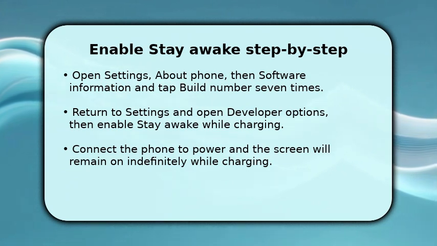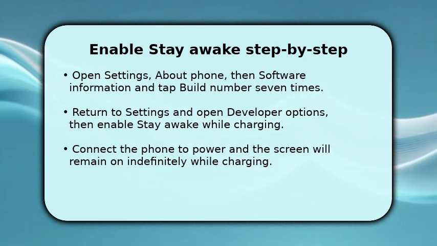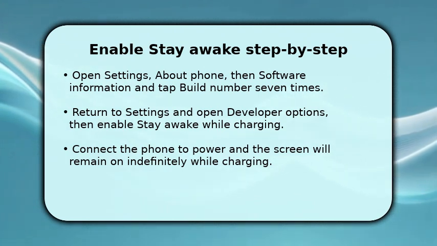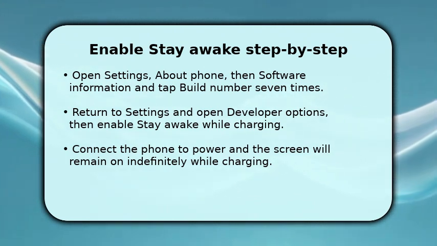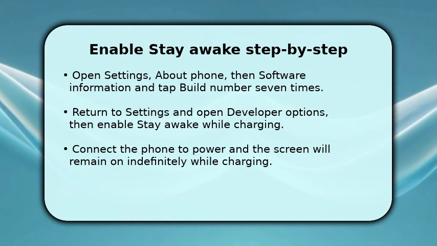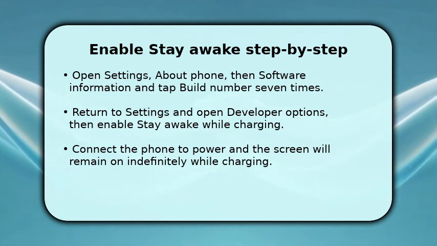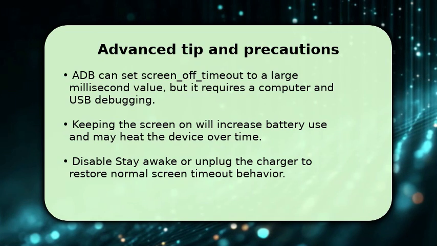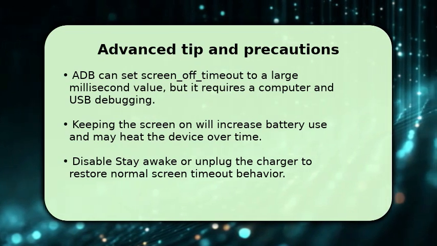Scroll to find the Stay Awake toggle and enable it so the display stays on while charging. Finally, plug the phone into a charger, and the screen will remain on continuously until you unplug or disable the toggle. As an advanced option, you can set screen-off timeout using ADB from a computer with USB debugging enabled.